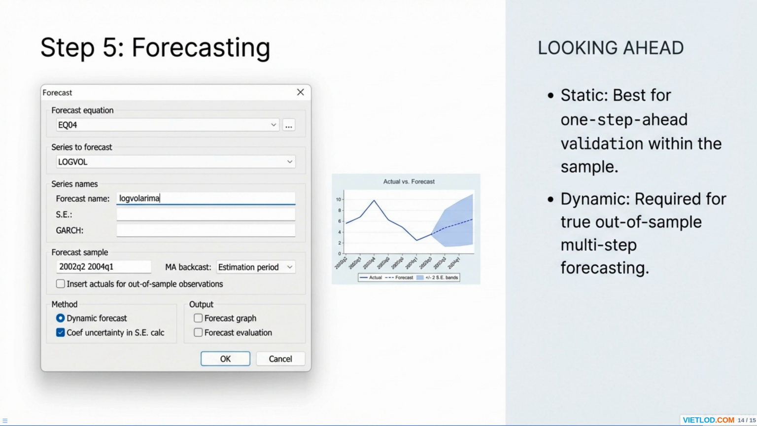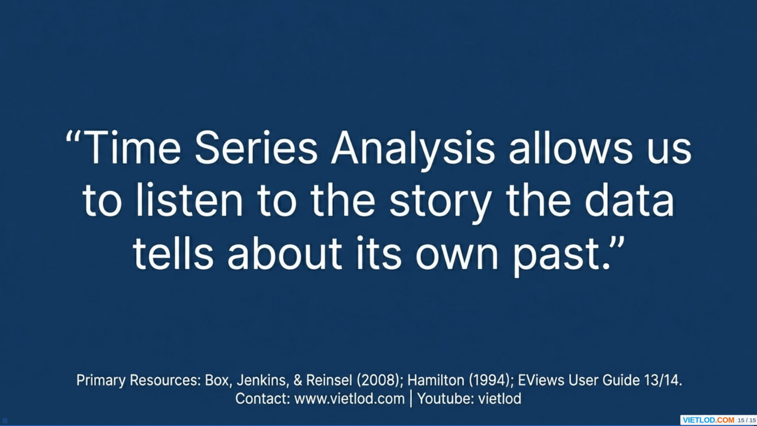The slide highlights two critical forecasting methods, static and dynamic. A static forecast is primarily for one-step-ahead validation within your existing sample, using actual past values for each step. In contrast, the dynamic forecast, which is selected in our example, is essential for true out-of-sample, multi-step predictions.